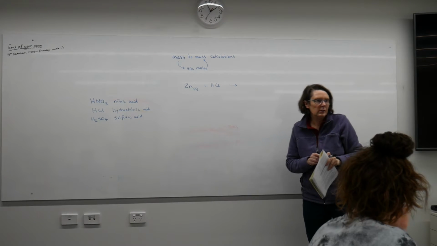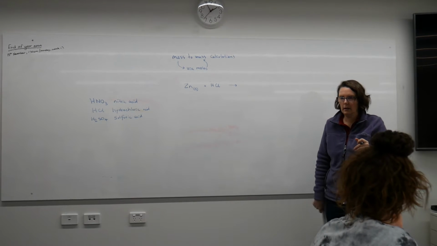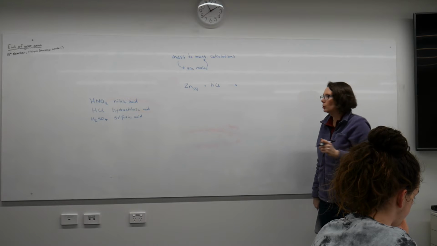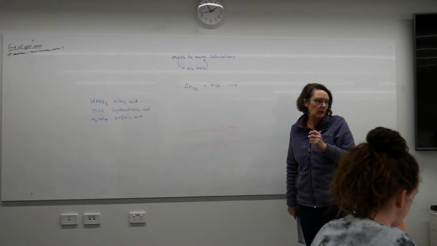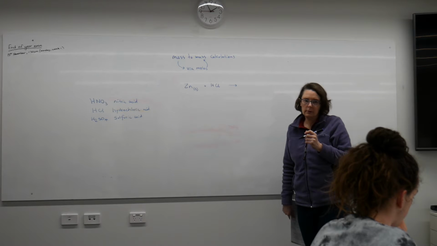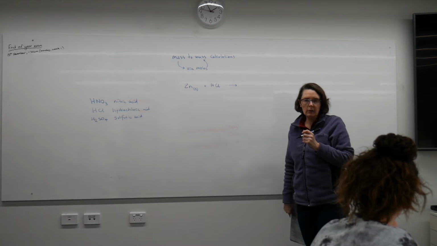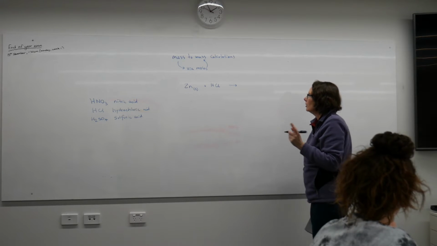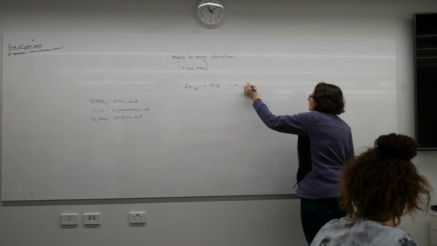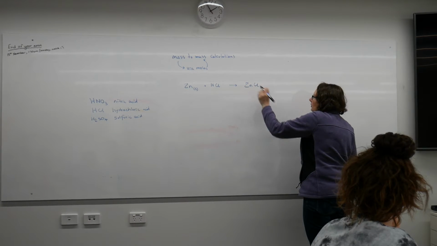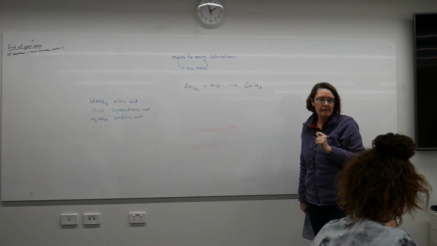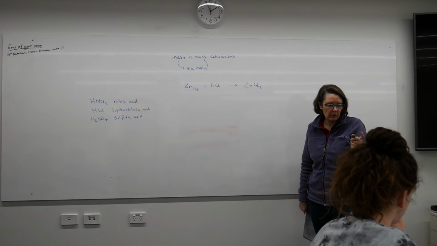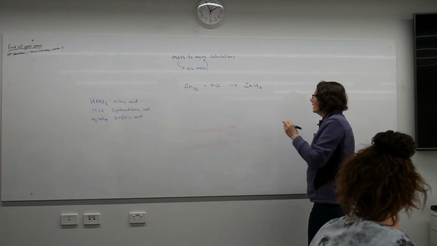What charge on a zinc ion? 2. What about a chloride ion? -1. Yep. So when we balance our zinc chloride, we're going to need 2 chloride ions for every zinc ion. So remember that if we're not sure, we have to go back looking at our table.